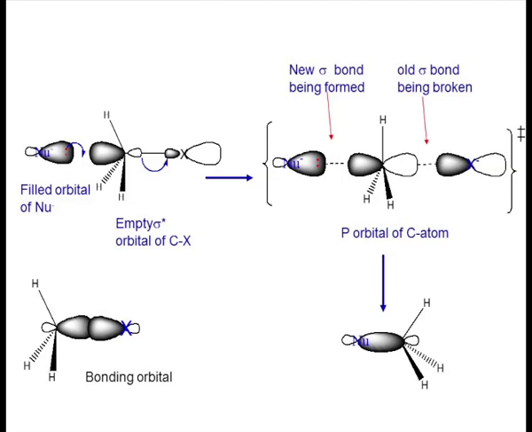Say methyl chloride, as I gave you the first example. So, the bonding orbital is this one, and this is the anti-bonding orbital of X. So, each one has a bonding side and an anti-bonding side.